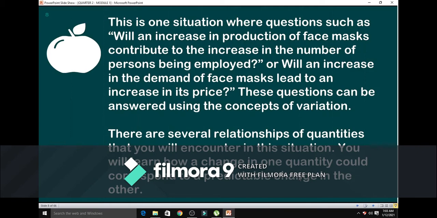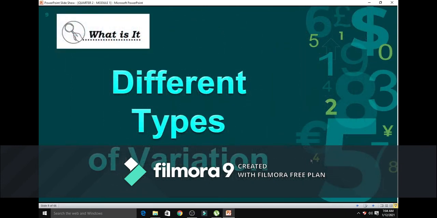So there are several relationships of quantities that you will encounter in this situation. You will learn how a change in one quantity could correspond to a predictable change in the other. So relationship ito ng mga quantities or two quantities kapag sinabi nating variation. So let us continue. What is it? So let us discuss the different types of variation. Let us define the 4 types of variation. So let's start with the first one.